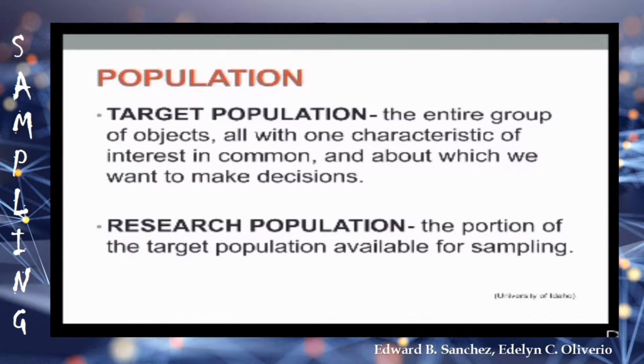We have the target population, which means the entire group of objects, all with one characteristic of interest in common and about which we want to make decisions. Another is research population. This is the portion of the target population available for sampling. This is according to the University of Idaho.